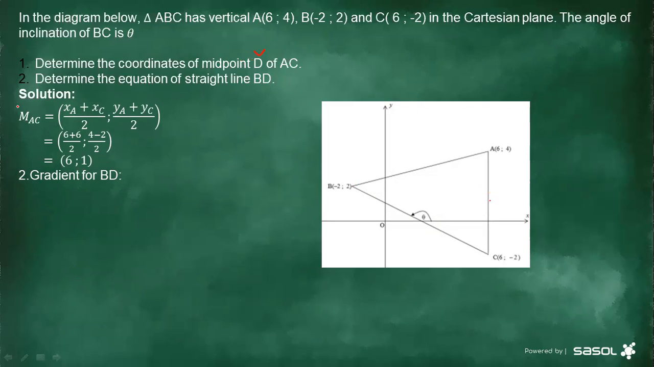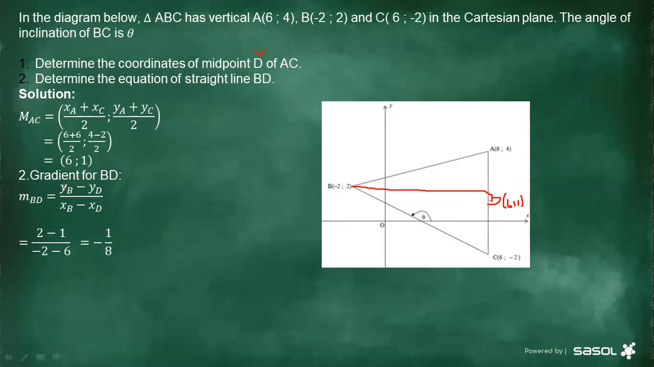And therefore, determine the equation of the straight line DB. Remember, we have this B, and D is somewhere here, the midpoint of AC, and we have determined its coordinates, which is (6; 1). Then determine the equation of that line. We need to calculate the gradient first, the gradient of BD. yB we can see is 2, and yD is positive 1, so the difference is -1, over -2, -6. That is the gradient of DB, and now we write the standard equation for a straight line.